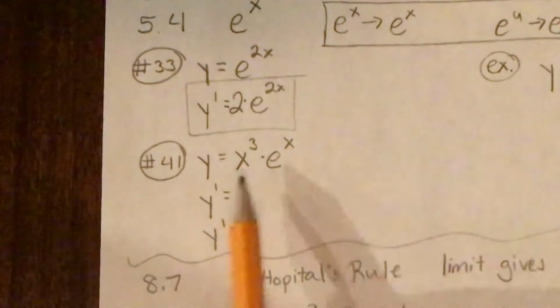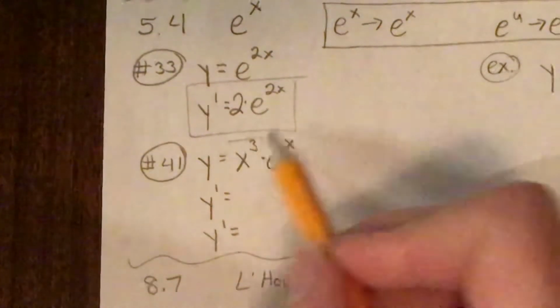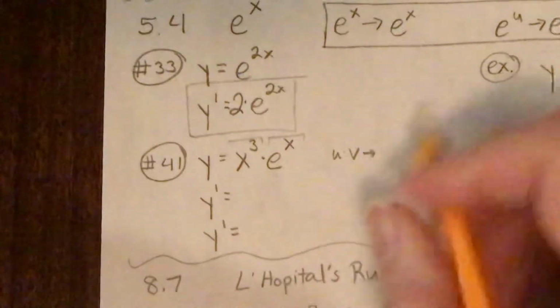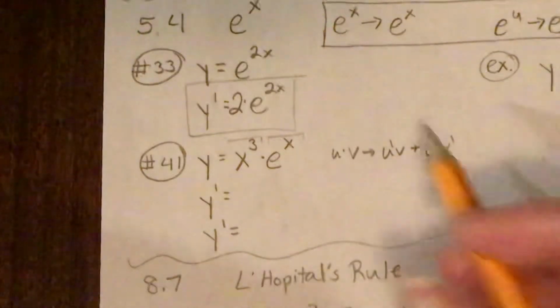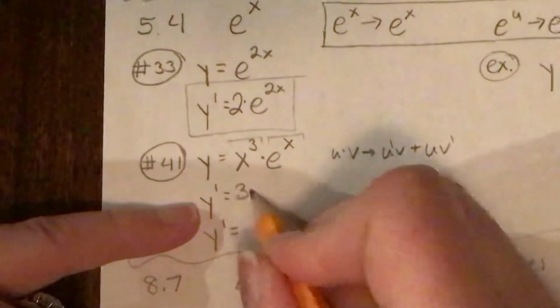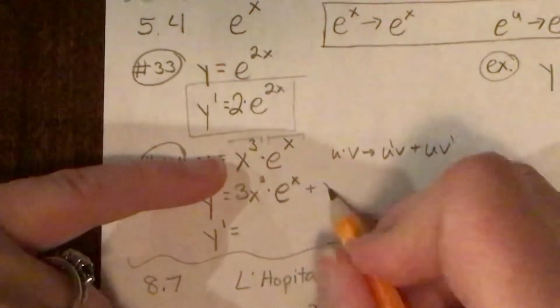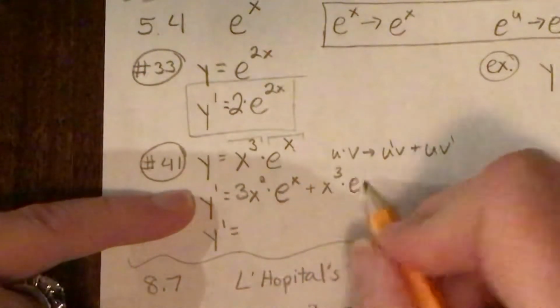41, you're going to have to use a product rule because we have x cubed as one factor, one piece, and then e to the x is the other factor. So how we did this back in the day is say like u equals x cubed and v equals e to the x. U times v goes to u prime v plus u v prime. First one's prime, last one's prime, right? So y prime is going to be derivative of x cubed, which is 3x squared, times keep e to the x, plus keep the x cubed this time, x cubed, times, and then take the derivative of e to the x, which is e to the x.